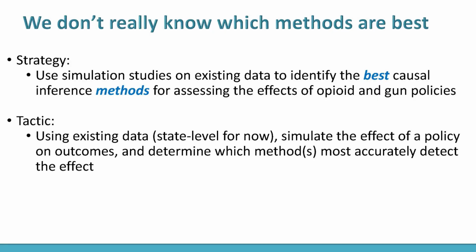And so we just took a simple tactic to try to figure this out. We said, let's do a simulation study where we take real opioid-related mortality data and we simulate the effect of the policy, where we say what's the truth. And we see how well the commonly used methods, the ones that are being published in the applied literature, are doing in terms of their statistical properties.